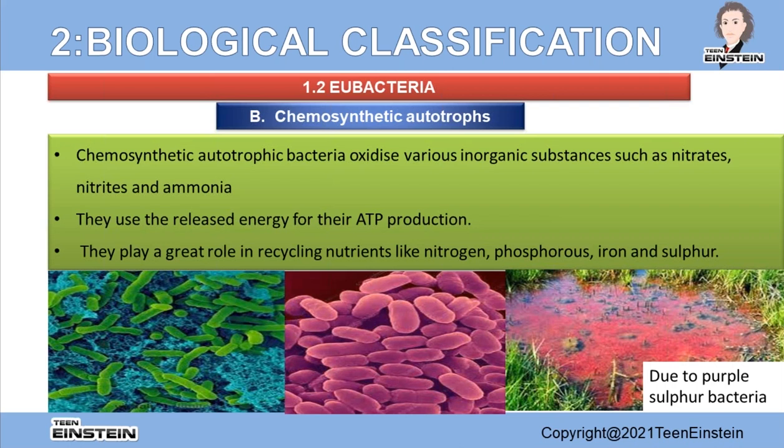Then in eubacteria, next is chemosynthetic autotroph. Now we have learned about photosynthetic autotrophs, and they have chlorophyll A for photosynthesis. Here next is chemosynthetic autotrophs. Chemosynthetic autotrophs oxidize inorganic substances such as nitrites, nitrates, and ammonia.